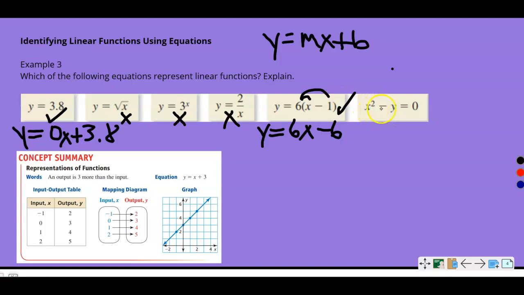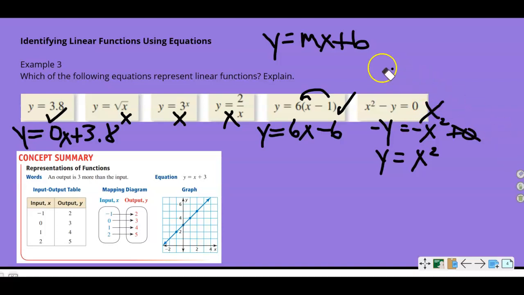And this one is x squared. So even though we could rewrite this as negative y equals negative x squared plus 0, and then the 0 drops off, multiply by negative 1, y equals x squared, that's a quadratic. Because it's an x squared, it cannot be written as y equals mx plus b. So that one is not an answer. So which of the following equations represent linear functions? This first one here and this one. And those are the only two from that list that represent linear equations, equations of a line.